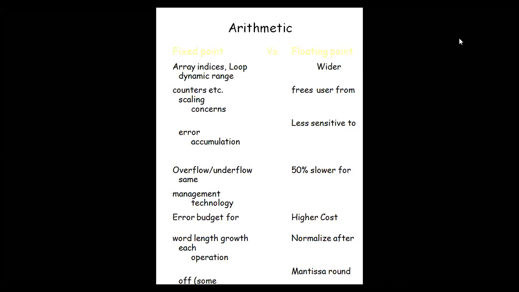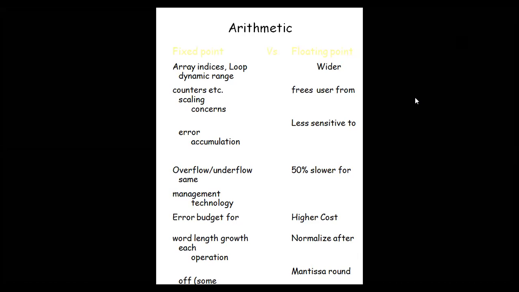Good morning. Today what we are going to see is fixed point arithmetic and floating point arithmetic. Actually, we'll have two different types: one is fixed point, the other is floating point. In the case of fixed point, the array indices are about a loop with dynamic range.